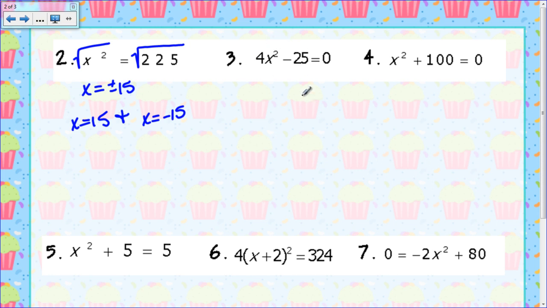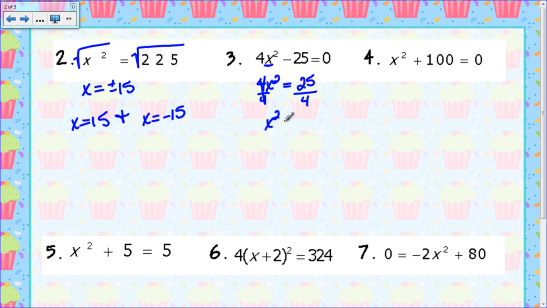Alright, so number 3 here, we've got to get the squared term by itself. This is the term that's squared, the x squared. So the first thing I'm going to do is add 25. So I have 4x squared is equal to 25. And then I'm going to divide by 4. So x squared is by itself.